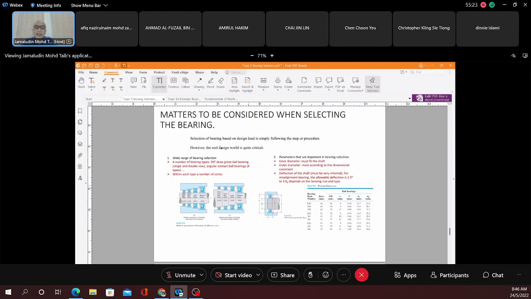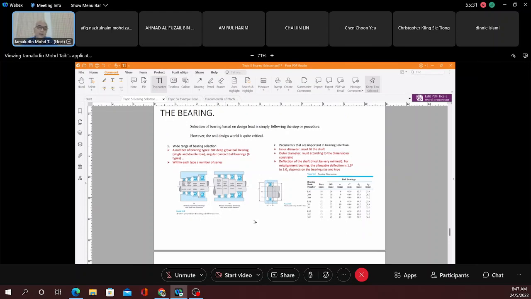However, in the real design process, there is a wide range of bearing selection. There are so many types of bearings. I take the example from SKF: a number of bearing types, SKF deep groove ball bearings, single and double groove, angular contact bearings, and so on. There are so many types of bearing. In our case, we have 3 types, but they have so many types of bearing.